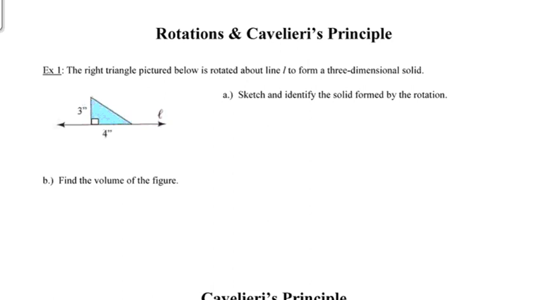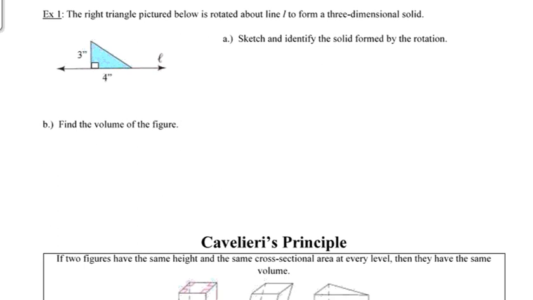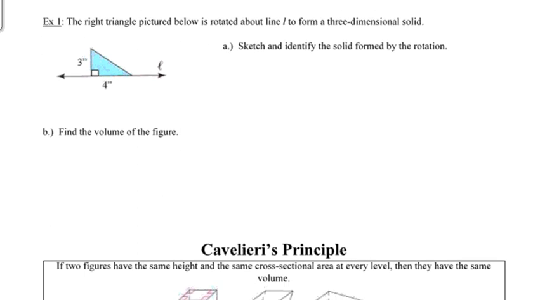In this lesson, we're going to focus on rotations and Cavalieri's Principle. So let's start by looking at some rotations. Number one, they give us a right triangle, and they tell us that we're going to take that right triangle and rotate it about line L in order to form some kind of three-dimensional solid. So it's important here to slow down and take a look at what's really going on in this problem.